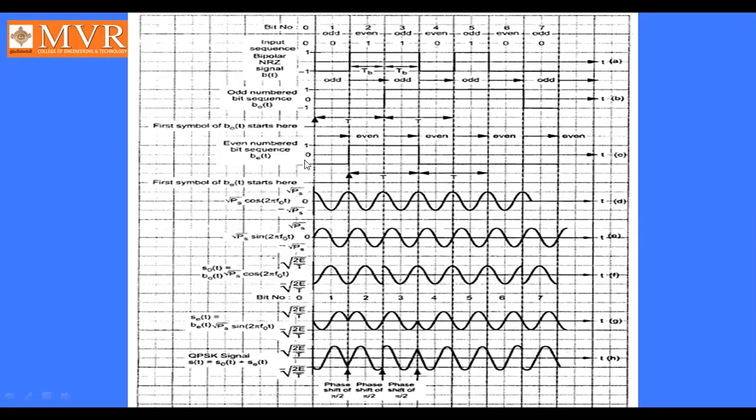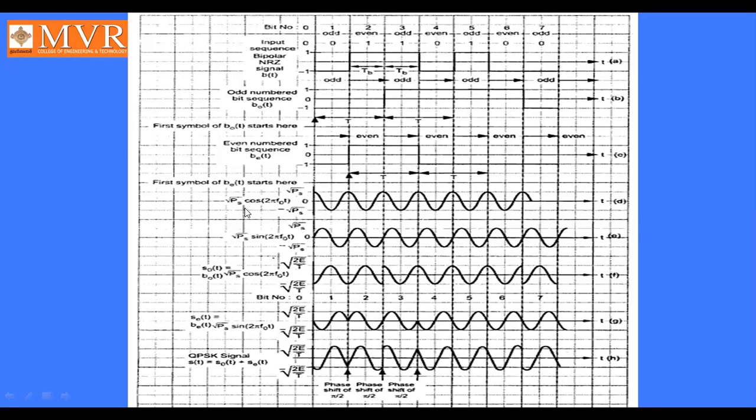And like that, we can write the even number bit sequence also. So observe the even number bit sequence here. Even means it starts from 1, then 1, 0, 0. So the even sequence is 1, 0, 0. So this is your 1. Next, all zeros.